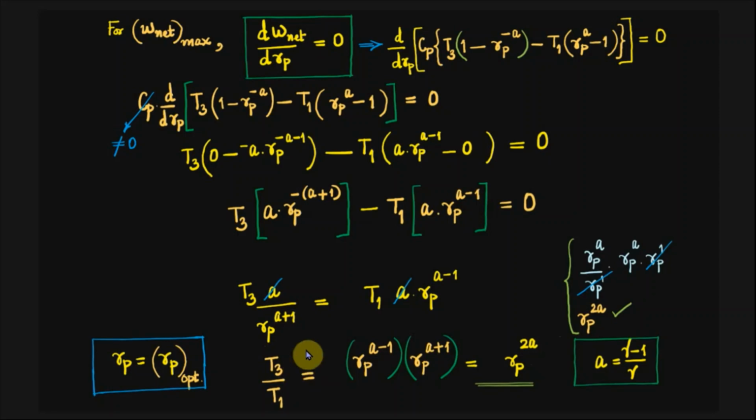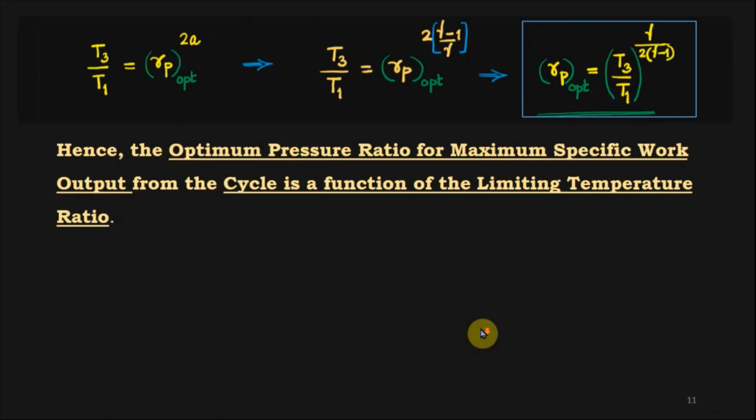Now we will reinstate the constant A. Earlier we have substituted gamma minus 1 by gamma as A. So we will restore that. Rp raised to 2 into gamma minus 1 by gamma. So what you can get now, T3 by T1 is Rp optimum raised to 2A. So that is Rp optimum raised to 2 into, instead of A, you replace gamma minus 1 by gamma. T3 by T1 is equal to Rp optimum raised to 2 into gamma minus 1 by gamma.